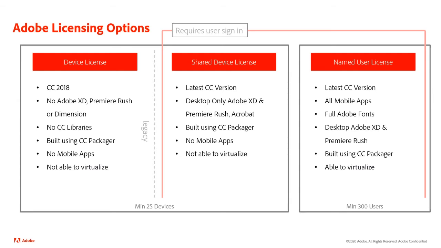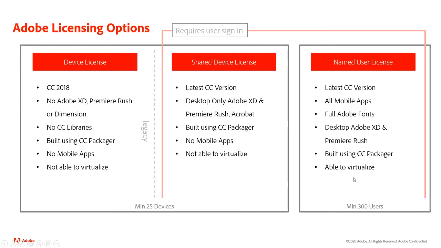It gives you access to the full Adobe fonts as well. With a shared device, you have a limited access to Adobe fonts, but with the named user, you have full access to the Adobe fonts library, and you are able to virtualize this. So if you're looking at a strategy where your users have got Chromebooks or lighter weight devices because they're cheaper for the end user, but they need the raw power to be able to run these industry standard applications, then you can virtualize this in a virtual environment, and that's perfectly allowable.